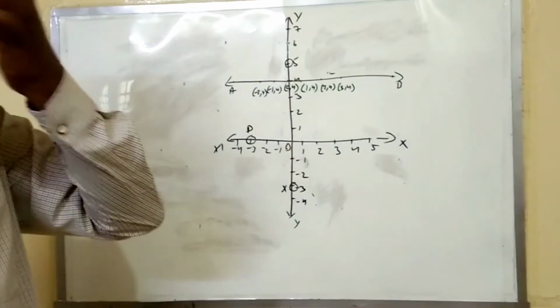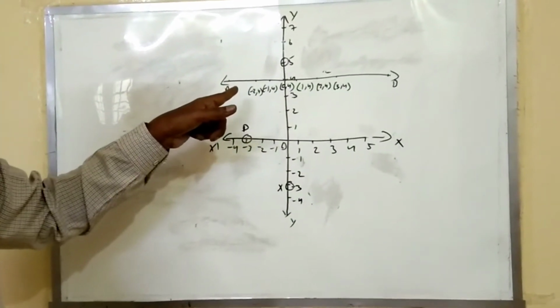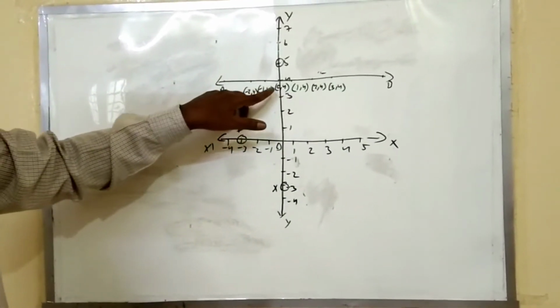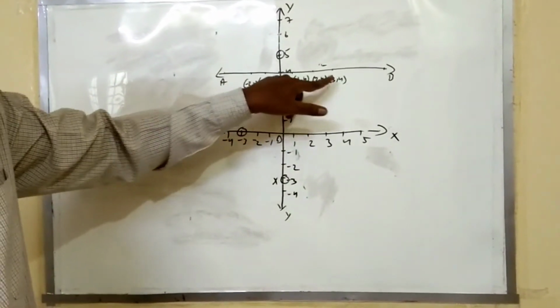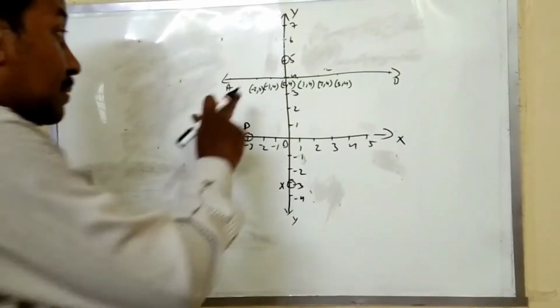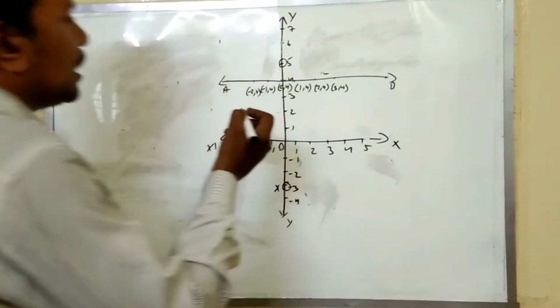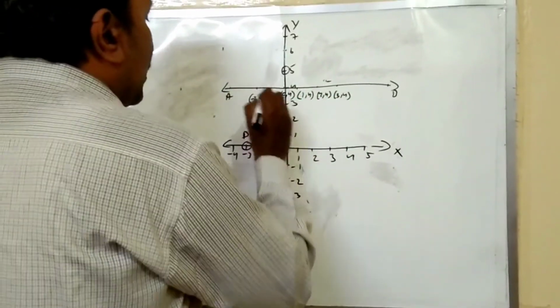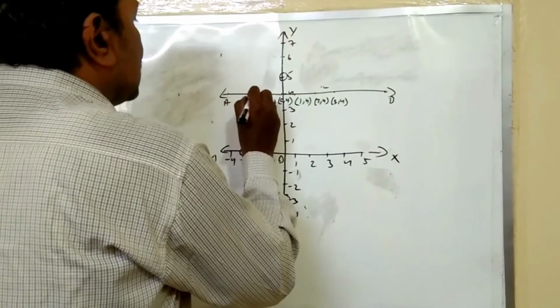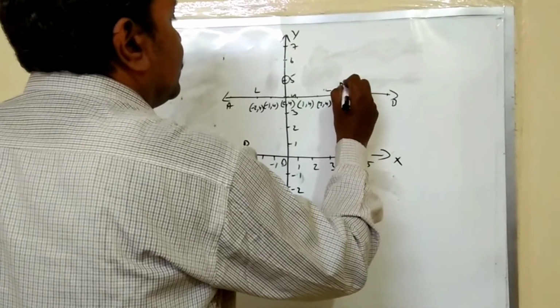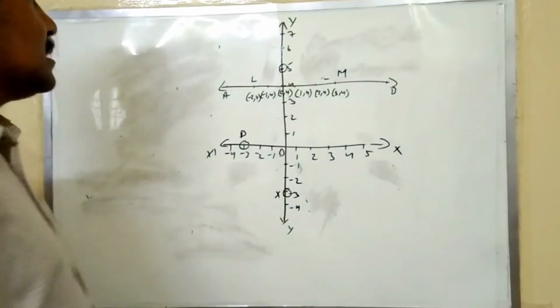So what did you observe here? Here, the x value differs: -2, -1, 0, 1, 2, 3. What about the y coordinates? The y coordinates are the same. Okay. So here also you can take any 2 points like that. I want to take this as L and this as M. Find the distance from L to M.